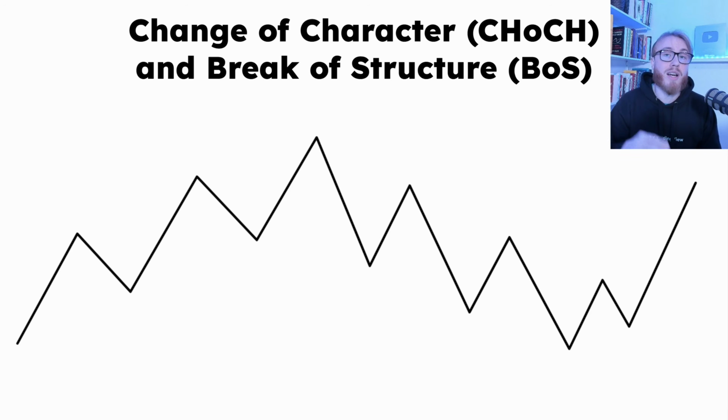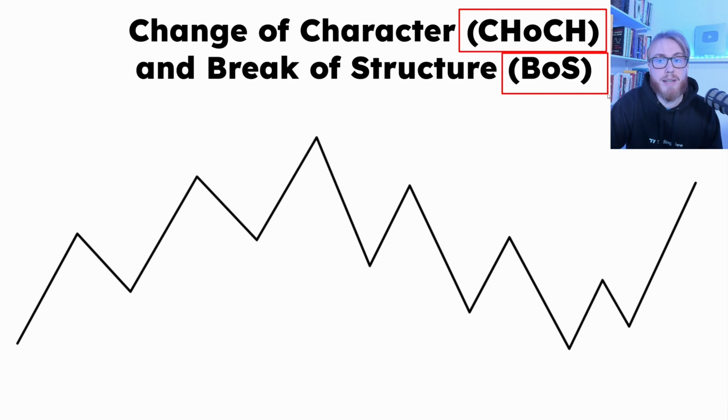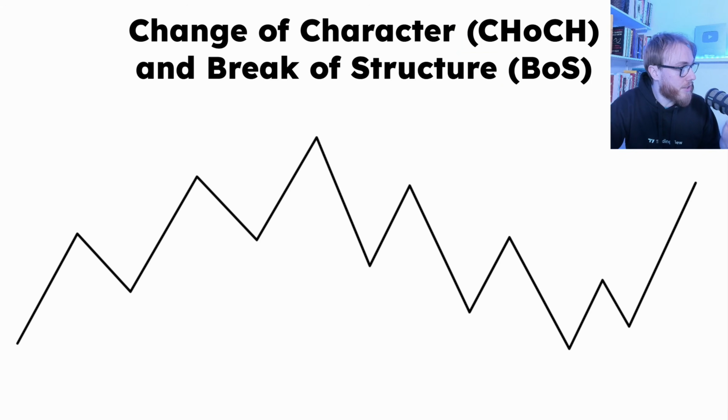Alright guys, so now it's finally time to take a look at two important concepts that you can use to identify uptrends, downtrends, and even sideways markets. And these concepts are known as change of character, or for short, CHOCH, and break of structure, or for short, BOS. If you can learn these two concepts, that's a very great start in understanding trends and understanding market structure. And let's begin here by taking a look at the break of structure. What is a break of structure?